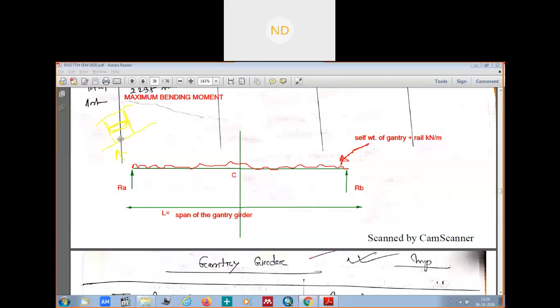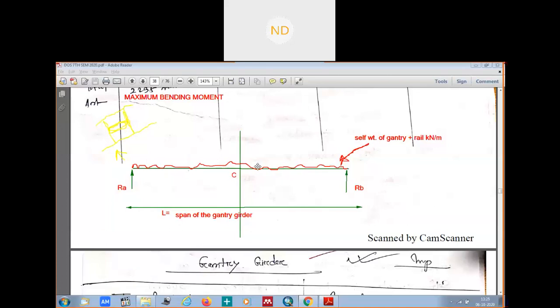Wherever these wheels of the crane girder are, there we have to find out the maximum wheel load, because we have calculated the maximum load from the trolley on the crane girder. From the trolley, it will shift to the crane girder. From the crane girder, it will go to the gantry girder. On the gantry girder, the crane girders are going to give the loads, so wheels of the crane girder have to be there.